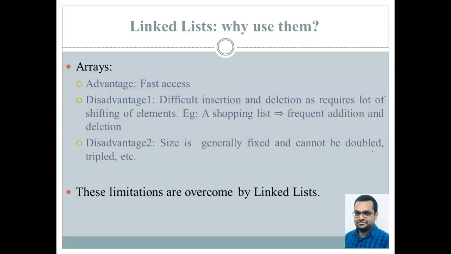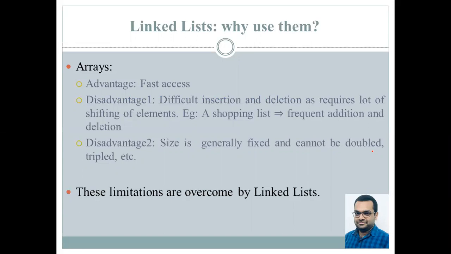Now the idea is, why do we need linked lists? The arrays had the advantage of fast access. Given an index of a particular element in the array, we could directly access that element because arrays are organized in contiguous memory locations.